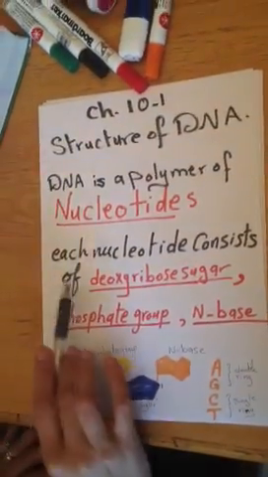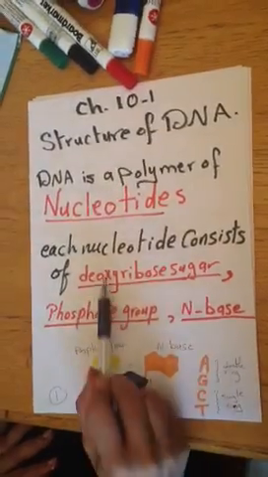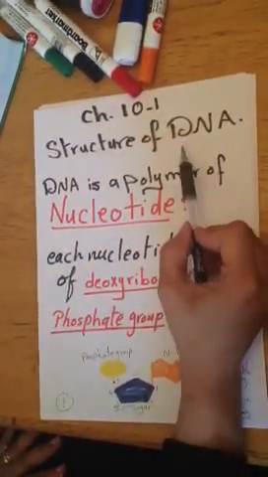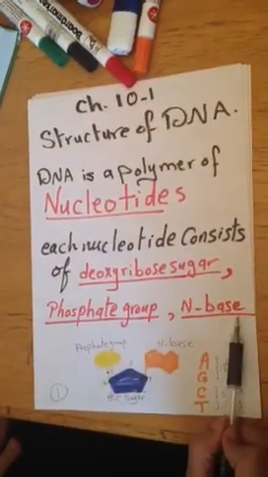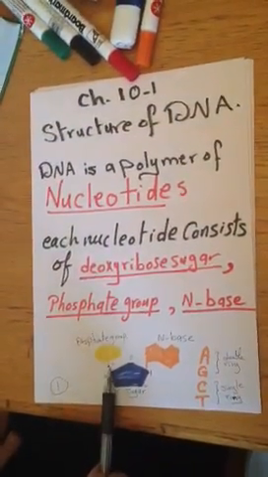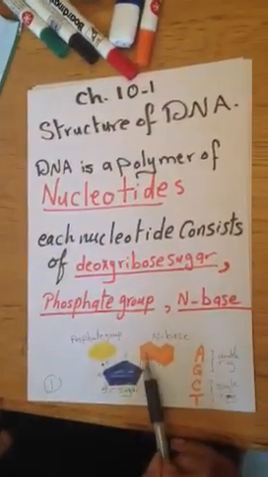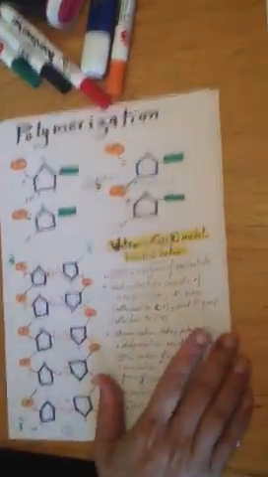Okay, so again, the nucleotide consists of 3 parts: deoxyribose sugar, as we are talking about the DNA, phosphate group, and nitrogen base. Phosphate group attached to carbon number 5, and nitrogen base attached to carbon number 1. How the polymer is formed from the monomer.